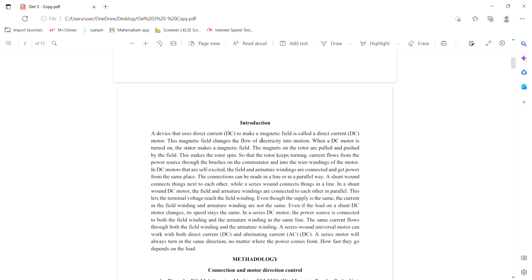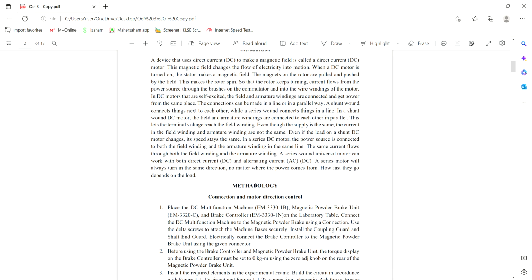So this is an introduction, and for the experiment we do a few experiments. The first one is connection and motor direction control. The second one is torque versus speed characteristic, and the third one is speed control, that has been separated into two experiments, which is DC series and DC shunt motor.